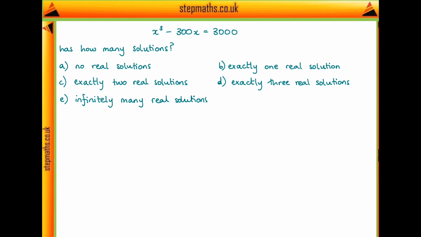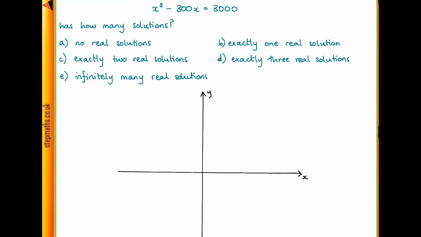So we could do this graphically instead. So here are my axes, and I can plot the left-hand side and the right-hand side separately, and when those two curves intersect, we'll have a solution to this equation. So let's plot these curves. Let's do the right-hand side first, because that's easier. It's just a number, just a constant. So we'll just get a straight line, y equals 3000.